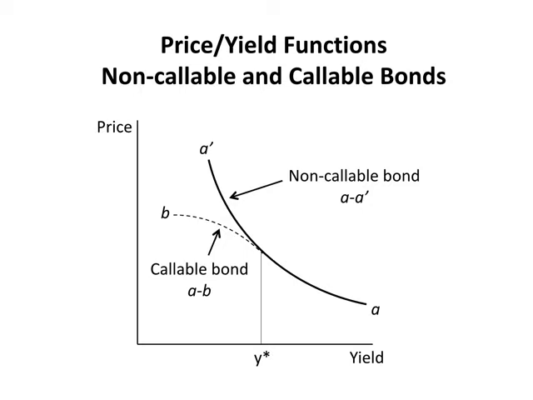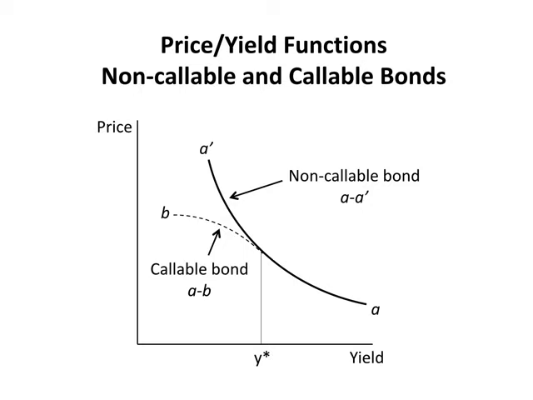However, as market rates fall, the price behavior of callable versus non-callable bonds is distinctly different. That divergence of price behavior is illustrated by the separation of the price tracks for the two types of bonds at yields below Y star. For non-callable securities, as interest rates fall, bond prices become increasingly sensitive to interest rate changes. Each additional basis point decline in yields results in greater price appreciation. That's captured in the solid line function drawn from A to A prime.